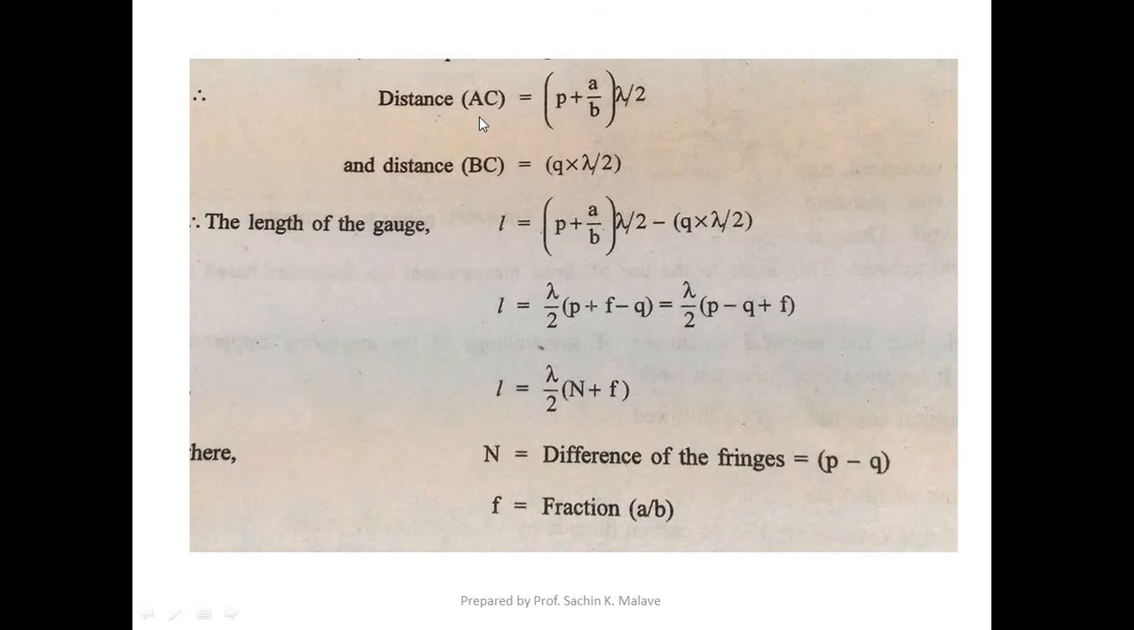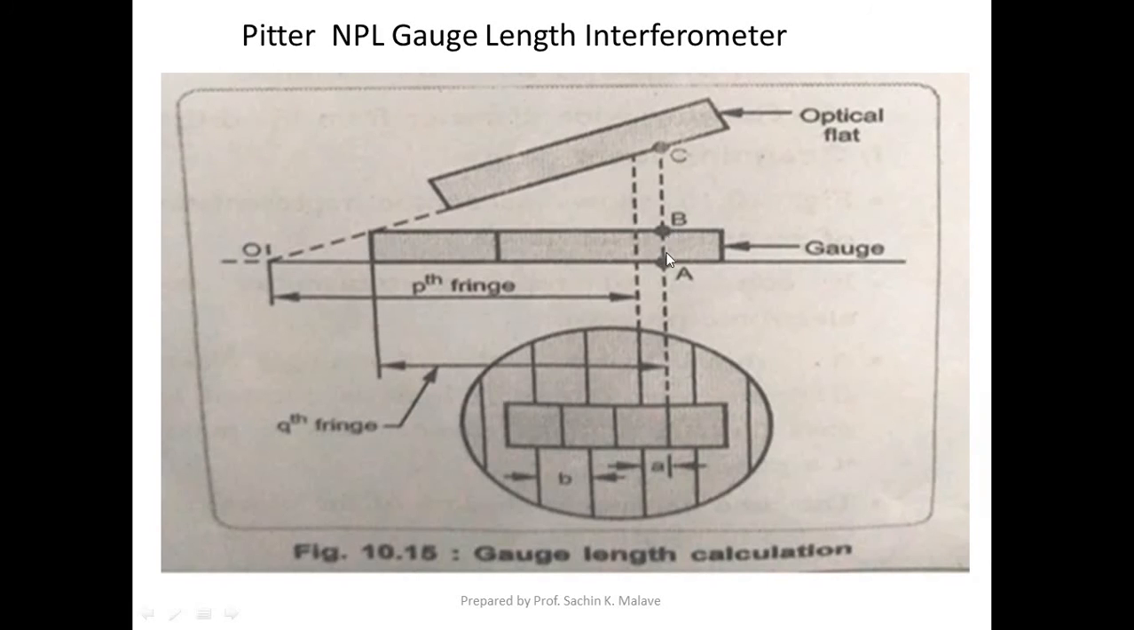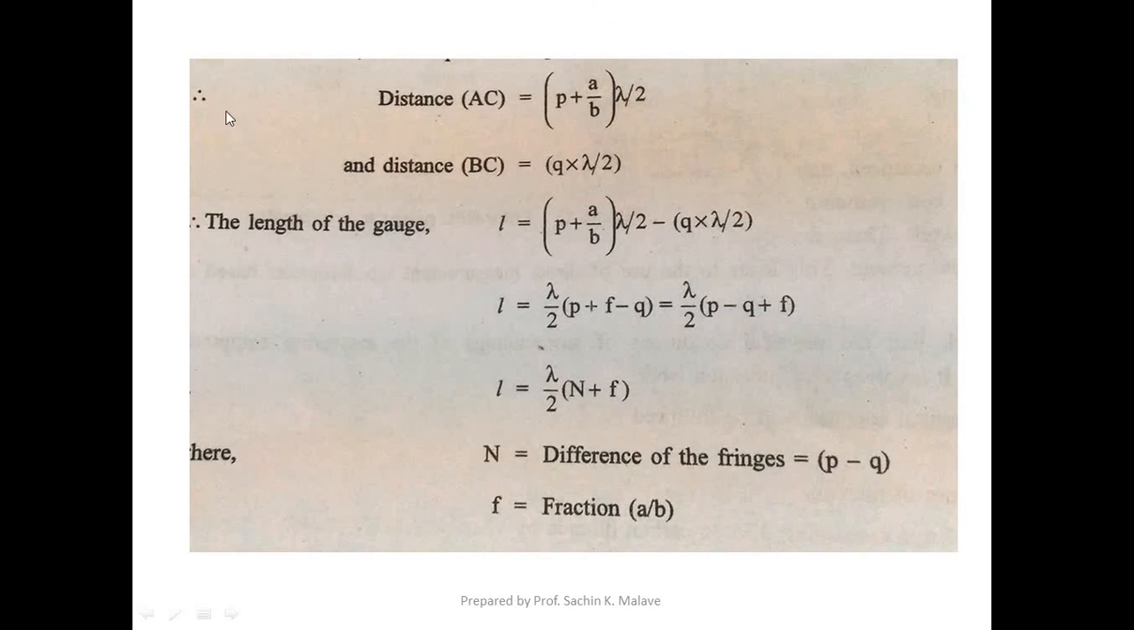Okay. So we have found out distance AC. We have found out distance BC. So we can find out the length of this gauge AB. So AB is equal to AC minus BC. Both values have been found out. So L is equal to P plus A by B lambda by 2 minus Q lambda by 2. So that will be equal to lambda by 2 into P minus Q plus F. You can replace this P minus Q as a N, isn't it? So L is equal to lambda by 2 into capital N plus F, where N is the difference of the fringes.